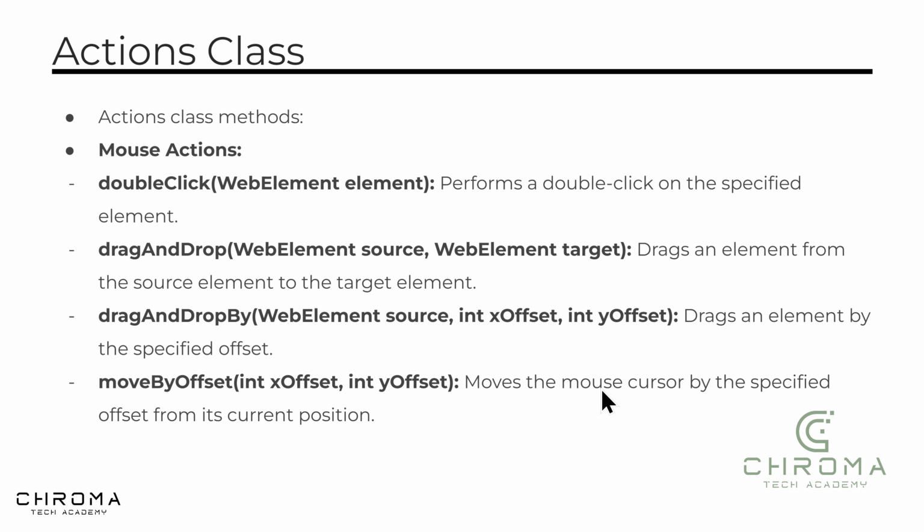Additional mouse actions: you can use the double click method, which performs a double click on the specified element. You can drag and drop as well, which drags an element from the source element to the target element. There's also a drag and drop by method, where you can specify exactly, using the X and Y offset axis, to drag an element to the specified offset.